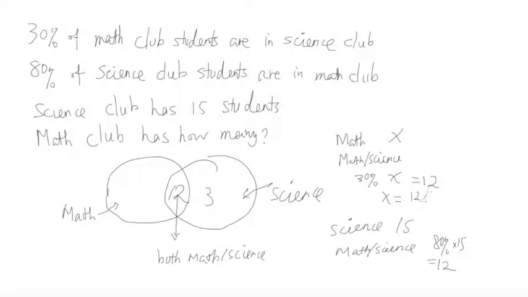So it's just a simple matter of solving this equation to figure out what X is. 12 divided by 30%, 0.3. If you divide, you get 40. And there are 40 students in math club. Of course, we can fill out the whole circle. There are 28 who are in math only, outside this little circle of those in both math and science.